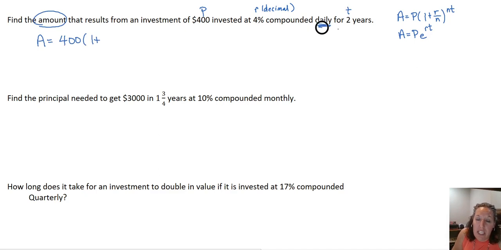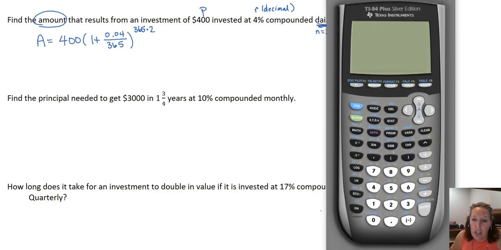This is compounded daily, so that's telling us that N equals 365. R is 4%. 4% as a decimal is 0.04 divided by 365 raised to the N times T, so 365 times 2 years. And then this is just a plug and chug as far as the calculator. So we'll plug in 400, open parentheses, 1 plus 0.04 over 365.